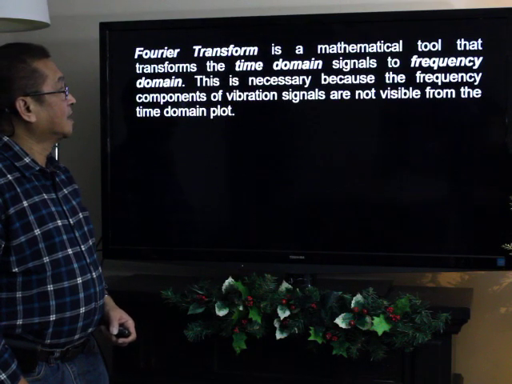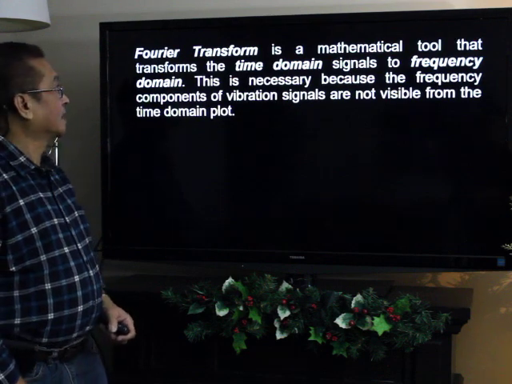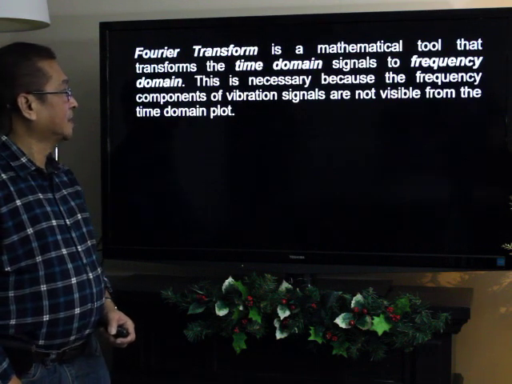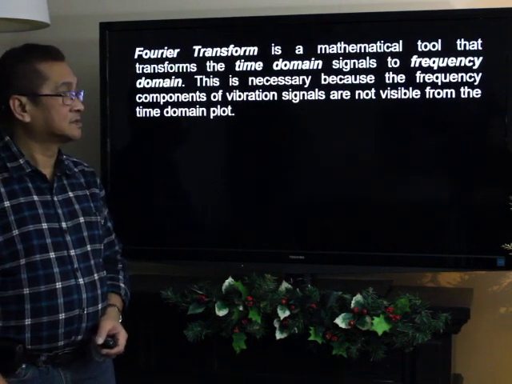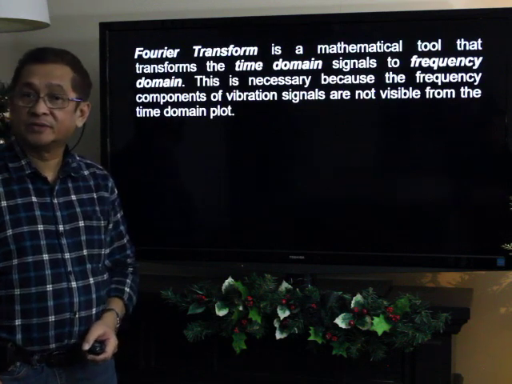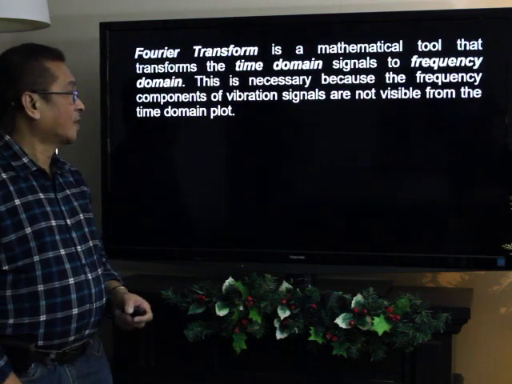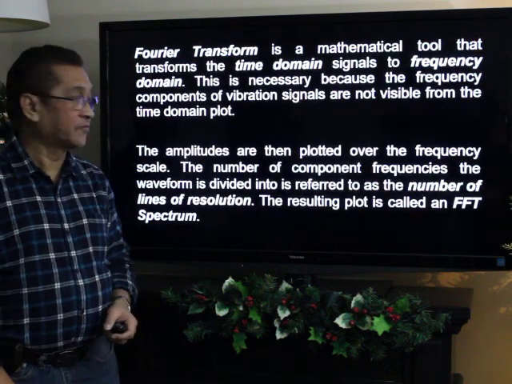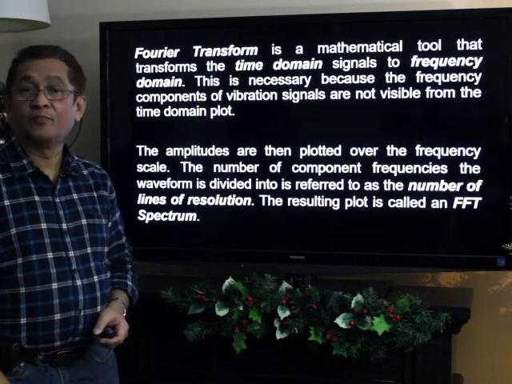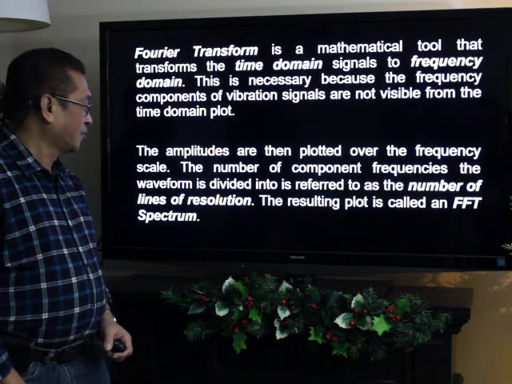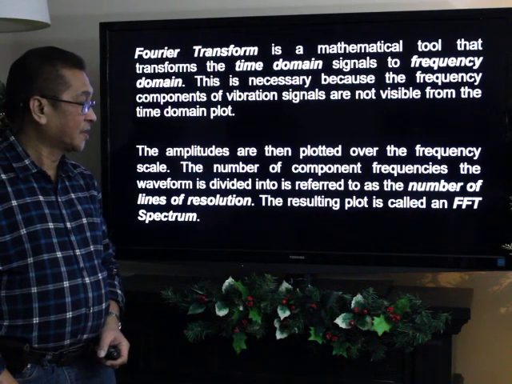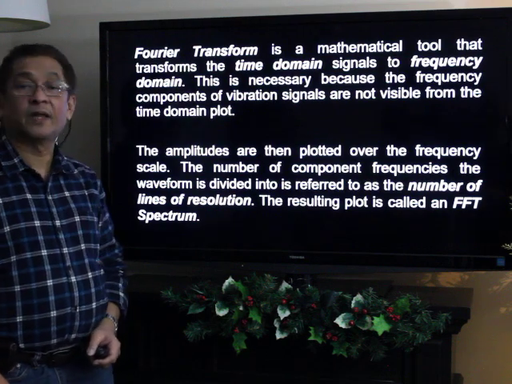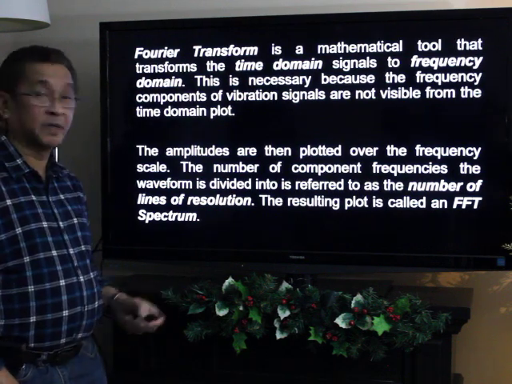Fourier Transform is a mathematical tool that transforms time domain signals into frequency domain. This is necessary because the frequency components of vibration signals are not visible from the time domain plot. The amplitudes are then plotted over the frequency scale, and the number of component frequencies the waveform is divided into is referred to as the number of lines of resolution. The resulting plot is called an FFT spectrum.